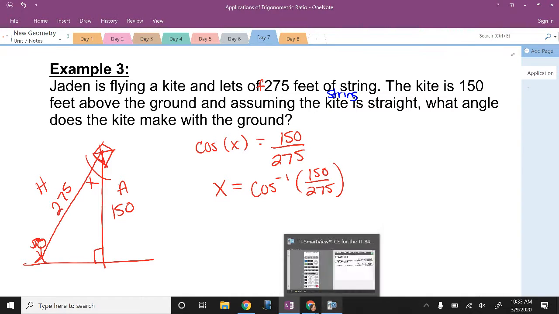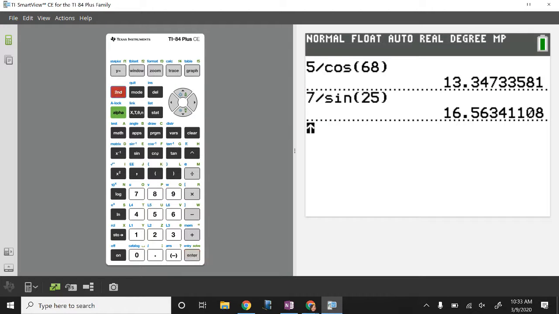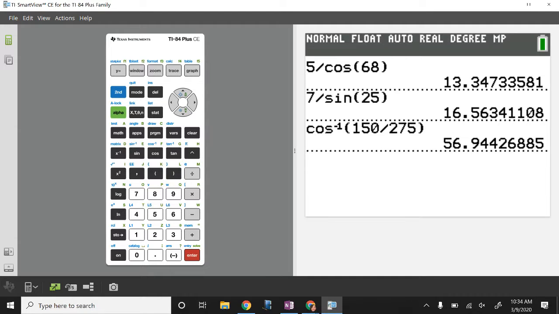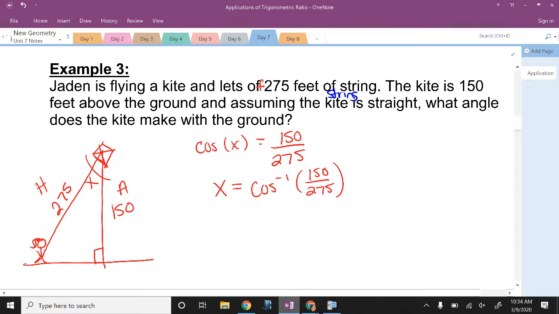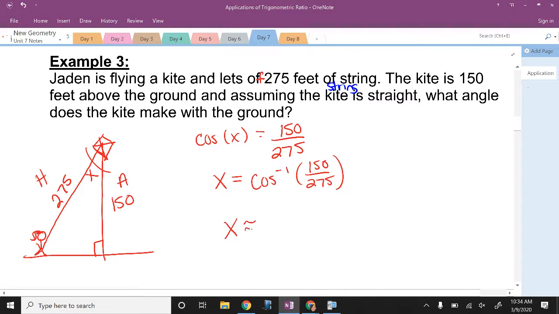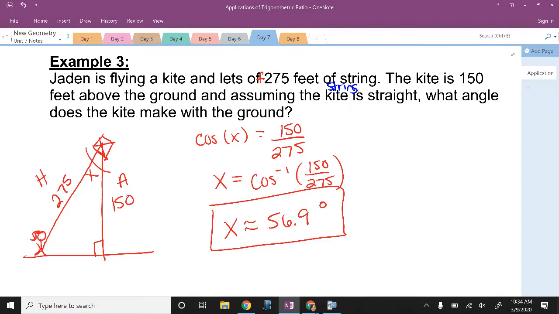So how do we do inverse cosine in our calculator? Second cosine and then the fraction 150 divided by 275. Hit enter. It's about 56.9. What's our unit? 56.9 degrees. If we're looking for an angle measure, it needs to be in degrees. Any questions about that? I want y'all to try example 4. Y'all try that one.